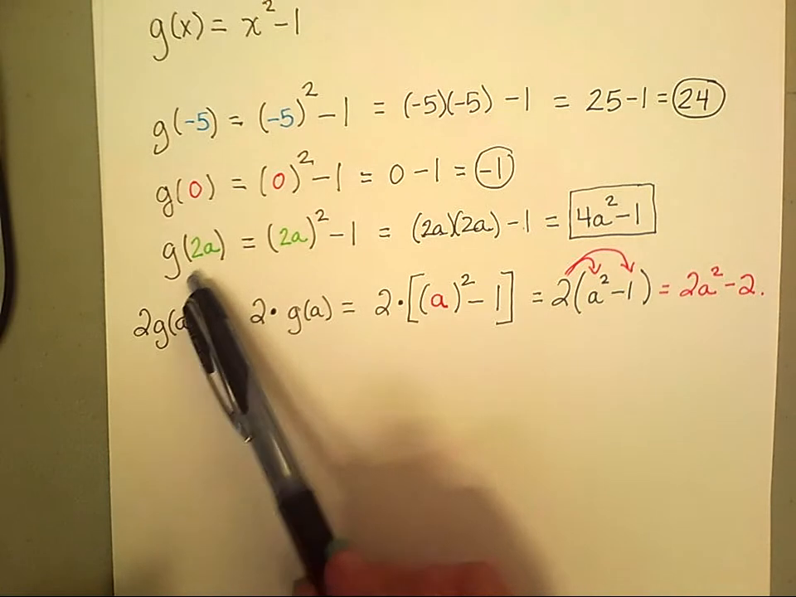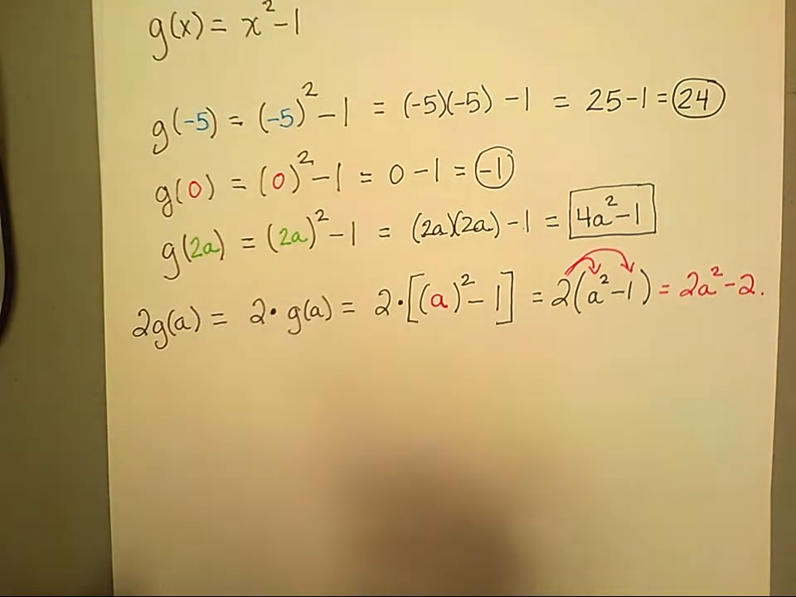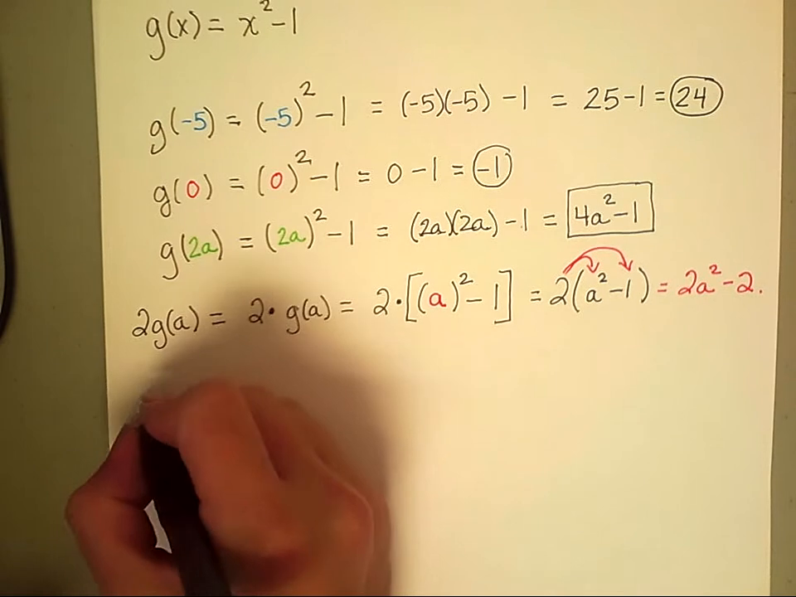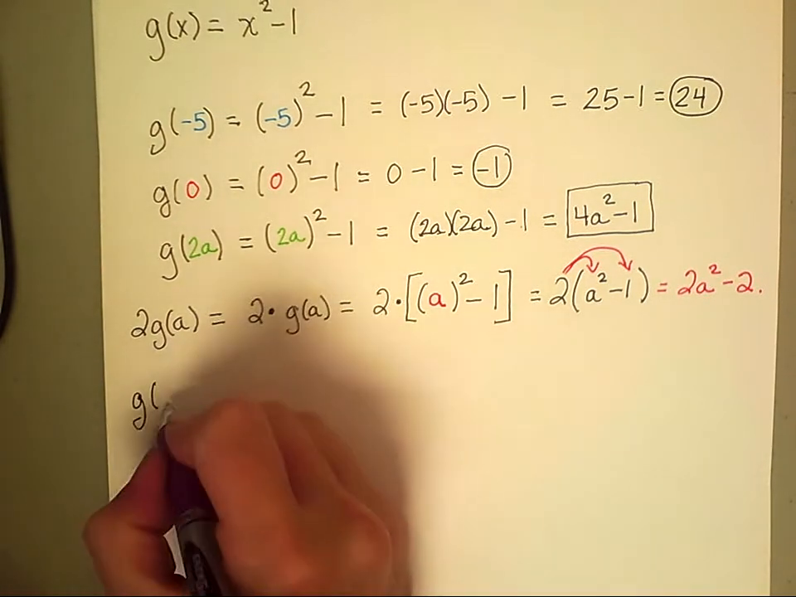So notice the difference in notation. This is 2 times g of a. This is g of 2a. So 2 different things. Okay, we could also find g of, now let's put a sum of variables in here.